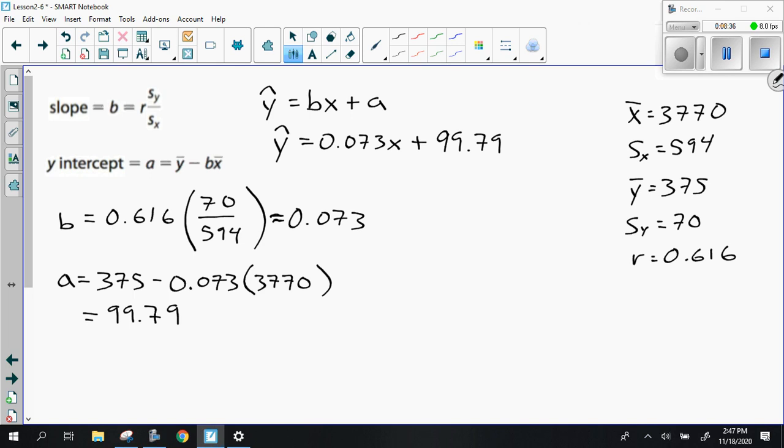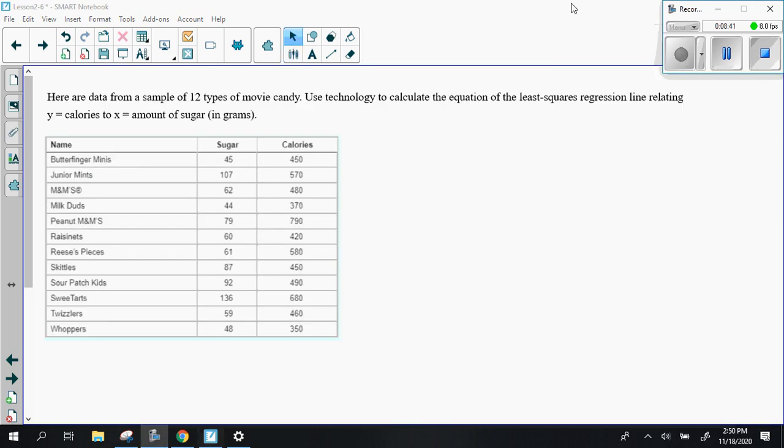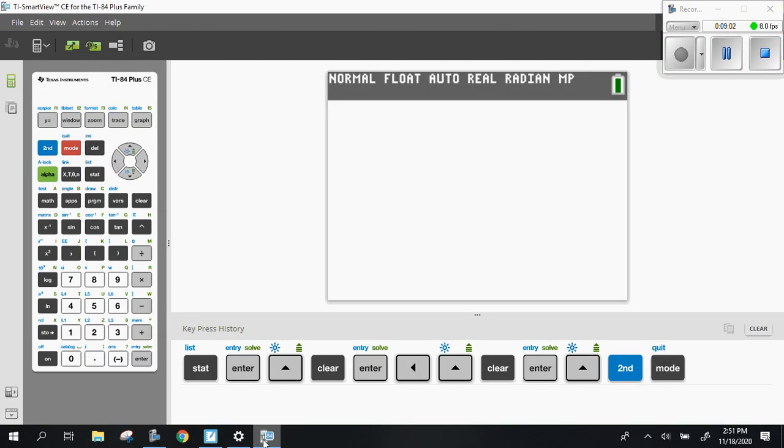Let's also do this using some technology. So here's our next example. We've seen this one where we're talking about sugar versus calories. Let's go ahead and use this table and our calculator in order to create a least squares regression line. We are going to do this using our TI-84 Plus calculator.